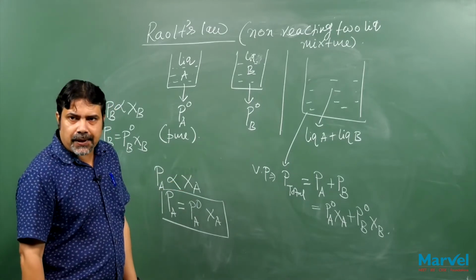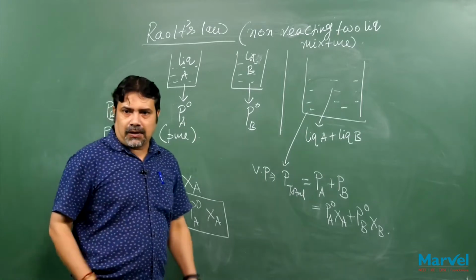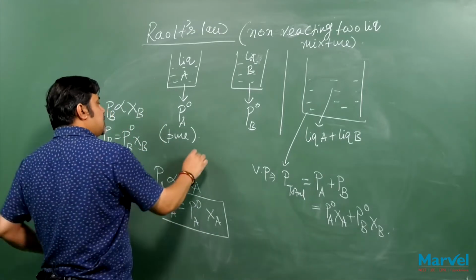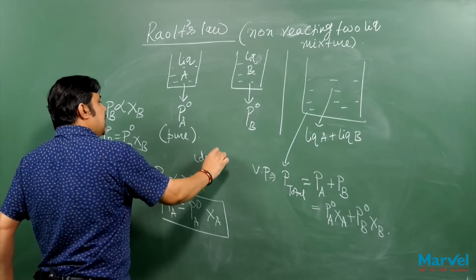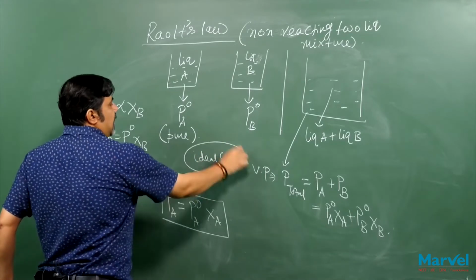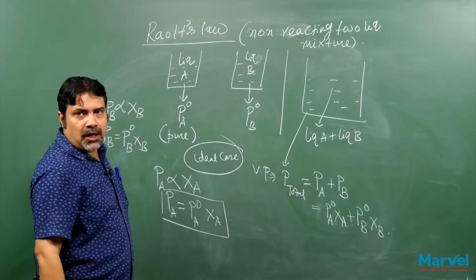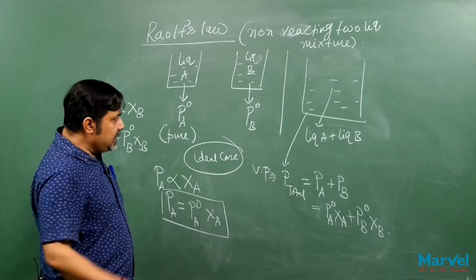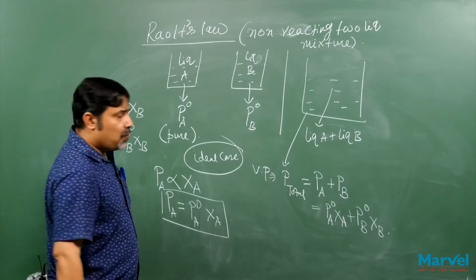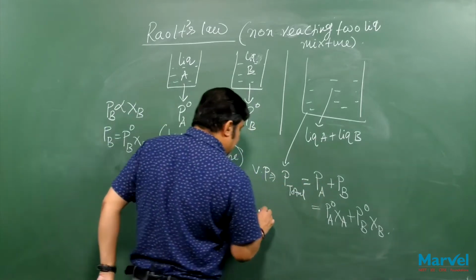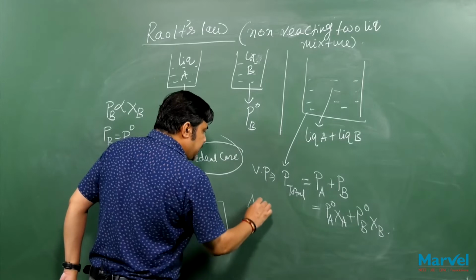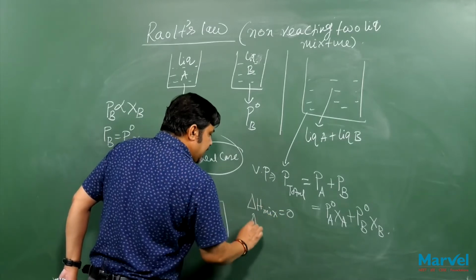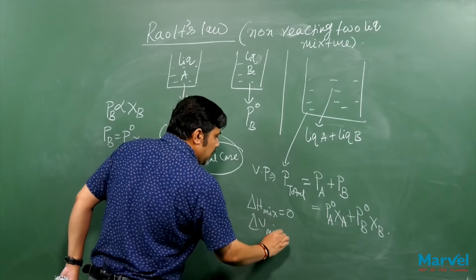How will they give the problem? Let us focus on the problems. This is for the ideal case. There will be two non-reacting liquids, and this is the ideal scenario. And in this ideal case, what will happen? You need to remember the delta H of mixing will be equal to 0. Delta V of mixing will be equal to 0.